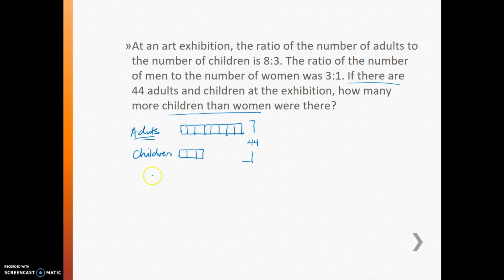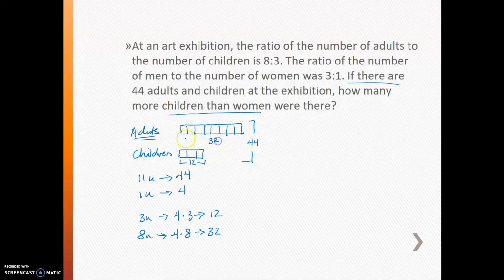So I've got 11 units equals 44. That means one unit is 4 people. Then I'm going to jump up here and write some numbers in. That means 3 units, or the units for children, is 4 times 3, which equals 12. Okay, so I have 12 children. And how many units of adults do I have? I have 8 units of adults. So that's 4 times 8, which equals 32. Okay, so I have 32 adults.